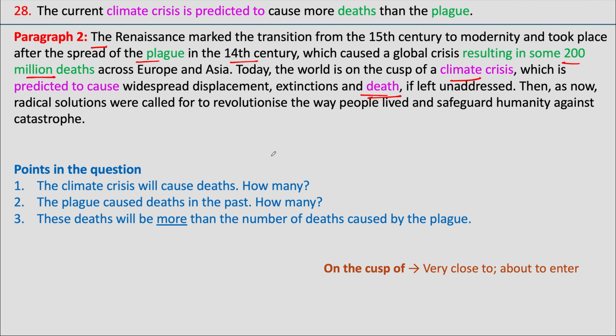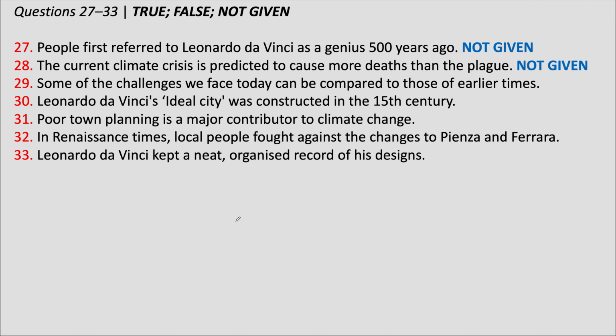Let's compare this to the points in the question. Plague caused 200 million deaths. How many deaths will climate crisis cause? We don't know. It is not given. So we cannot compare. Because the information is not given, the answer to question 28 is not given.